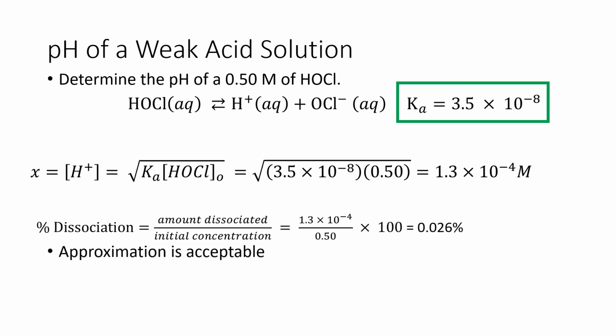Next, we'll check the percent dissociation and find that the dissociation is 0.026%. This is also explained in earlier videos. The approximation is less than 5%, thus the approximation is acceptable. And the pH is the negative log of 1.3 times 10 raised to the minus 4. This is equal to 3.89.